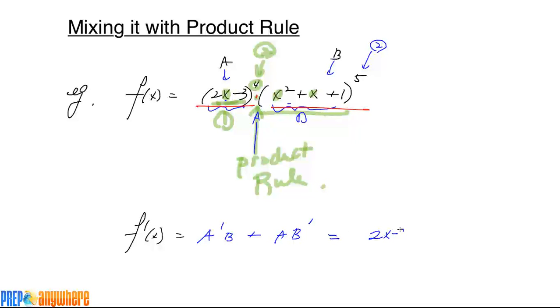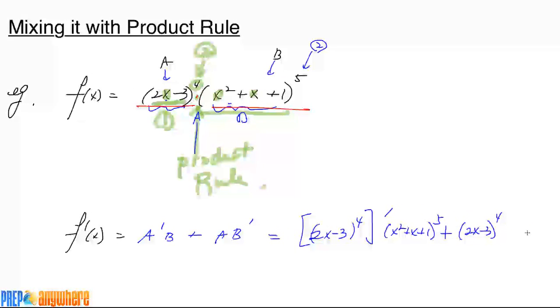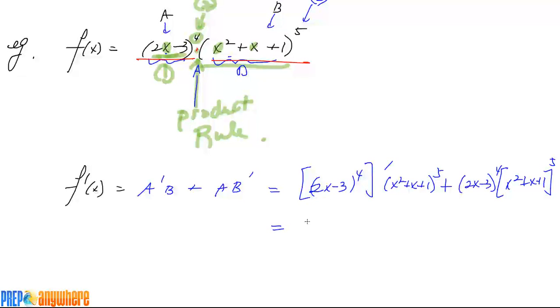So you get 2x minus 3 to the power of 4. You have to differentiate that and multiply by, plus, leave the 2x minus 3 to the power of 4 alone and differentiate the back part. Now you have to differentiate the 4 first. So you get 4, 2x minus 3 to the power of 3, chained by what's inside, which is 2. So I'm just taking care of this big square bracket.